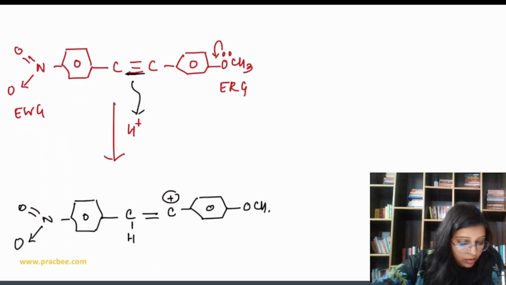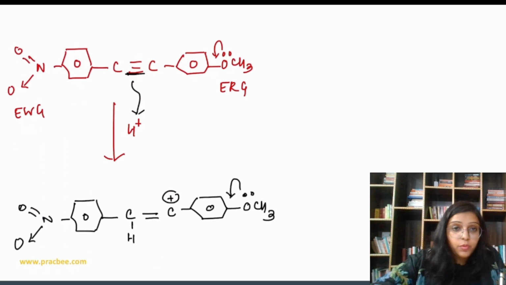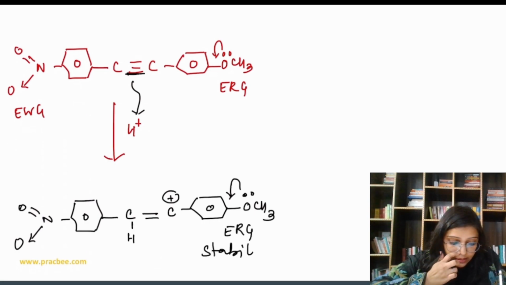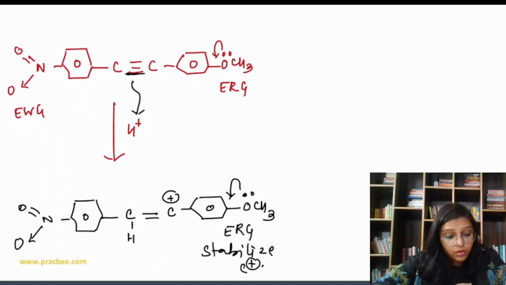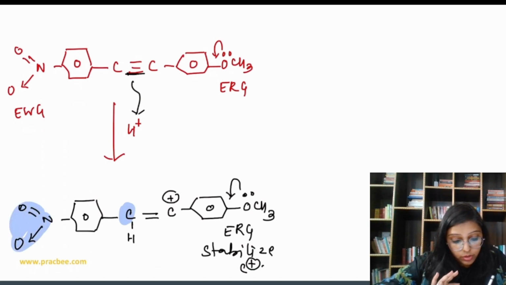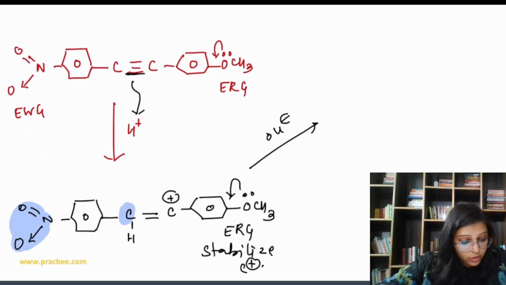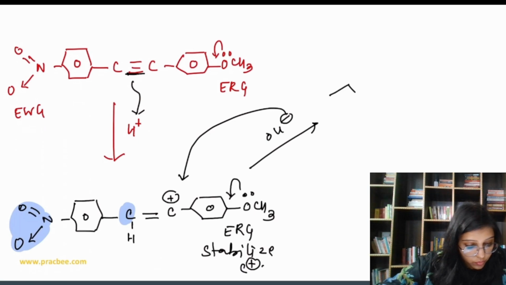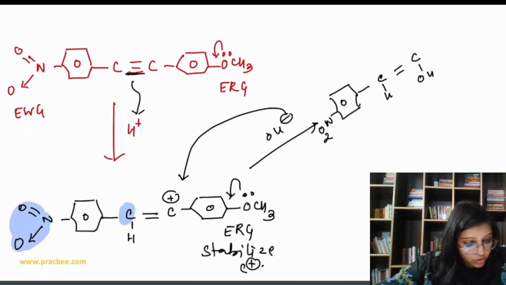Why? Because we have an electron releasing group over here. So this electron releasing group stabilizes the carbocation, right? We cannot have positive charge generation on this carbon. Carbocation cannot be formed because here we have an electron withdrawing group. Okay, so we have this situation. Now OH minus forms a bond with this. So we have NO2 over here, then CH double bond COH, and here we write OCH3.